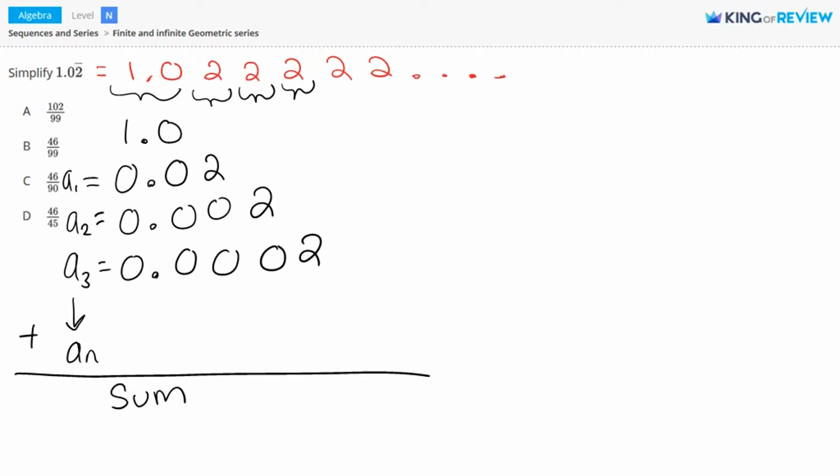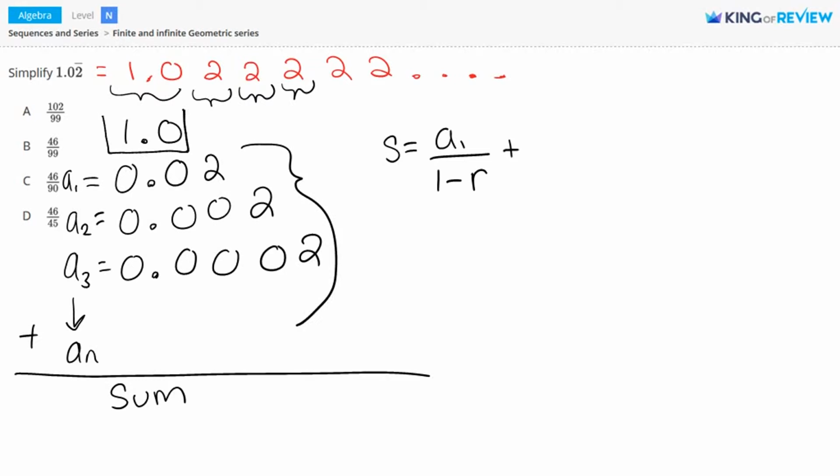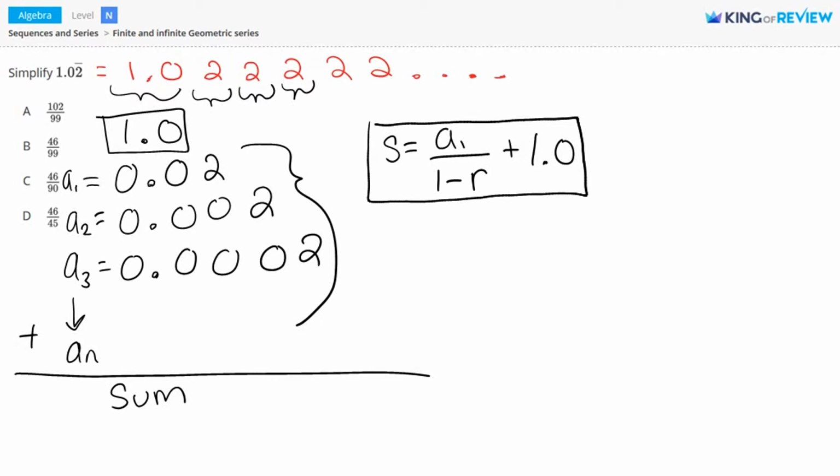And to determine the sum, we'll use the equation for the sum of an infinite geometric series. This equation is S equals A1 over 1 minus R. Now this sum here, A1 over 1 minus R, represents the repeating portion of the repeating decimal. But we also must add this initial part that does not repeat, so plus 1.0. So this is what we'll do to add up this repeating decimal here. We must first figure out what R is.